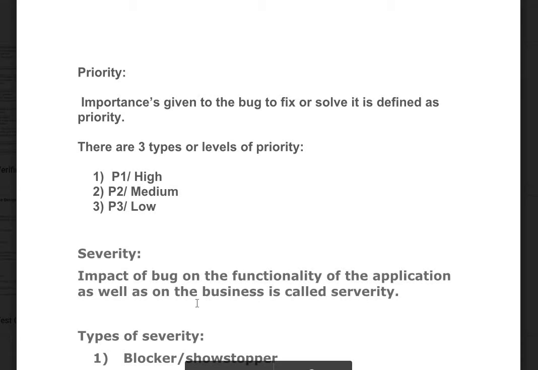So in our last session we learnt about bug reporting and bug life cycle, and before that we also learned how to create test cases. In our past sessions, while creating test cases as well as bug reporting, the terminology that came into the picture was priority and severity.